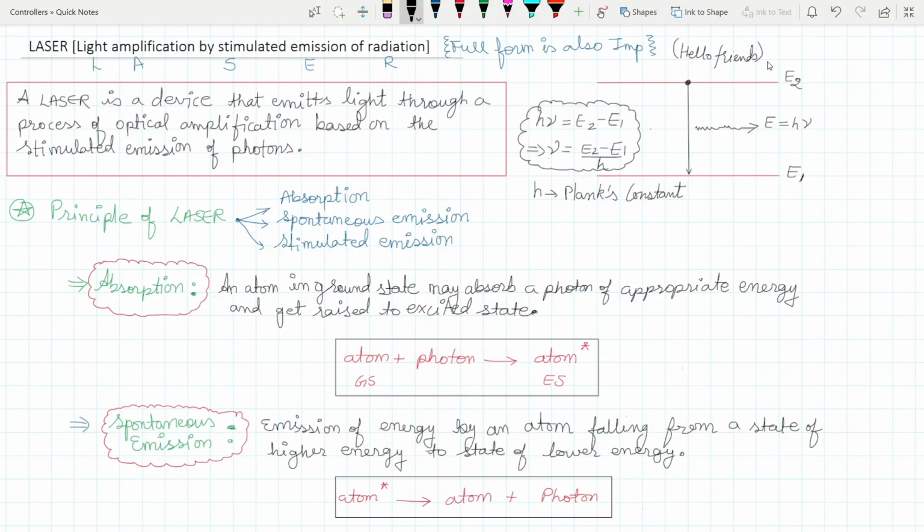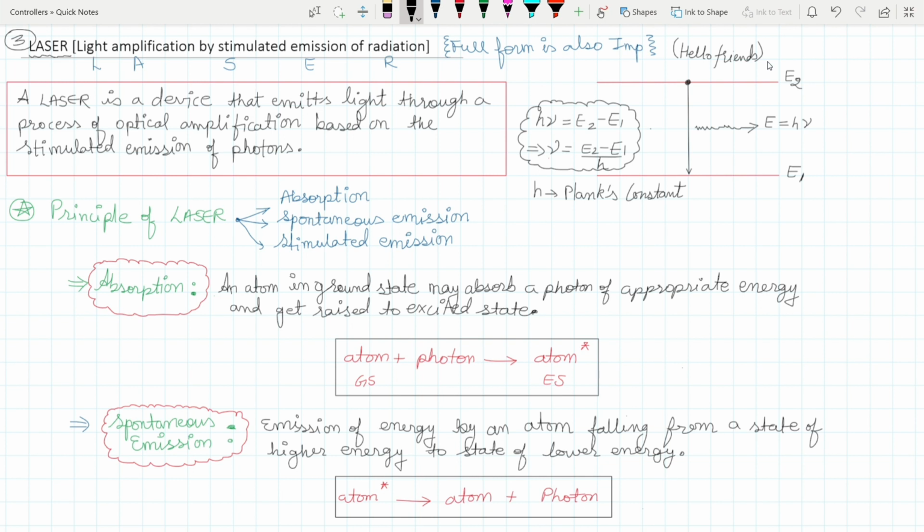So let's start today's topic, and the topic which we are going to discuss over here is from optical instrumentation, and it is the third topic from optical instrumentation, and the name of the topic is laser. So in this video I'm going to give you the entire content from the laser, which is important for the GATE exam and even for your university exam.